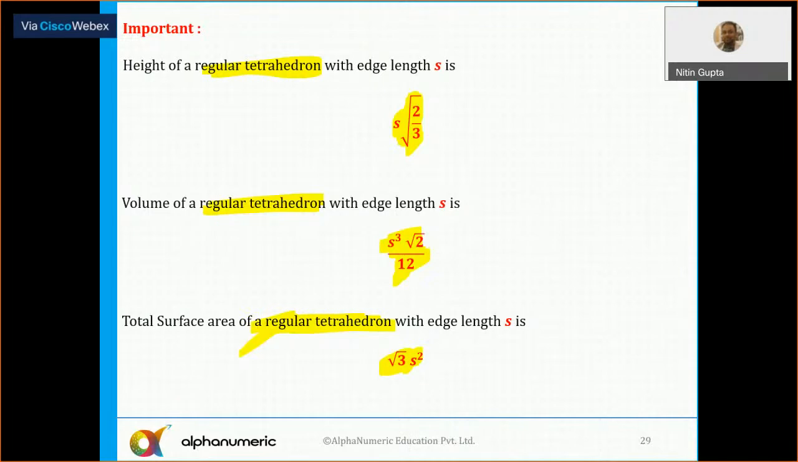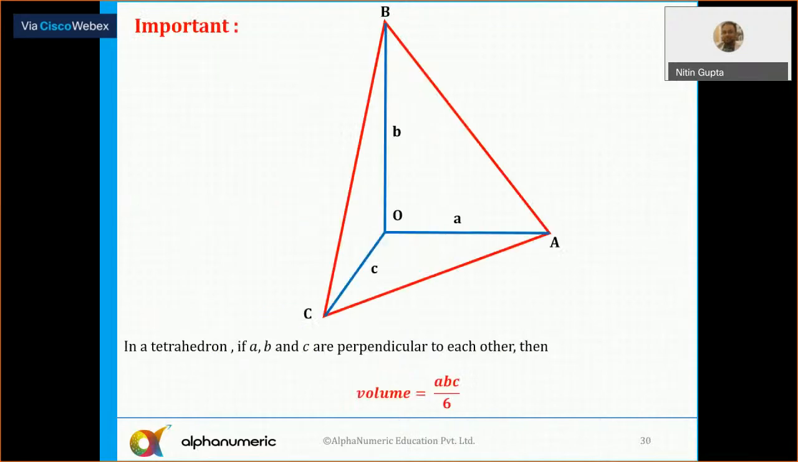Okay, let's move to the next slide then. Again, if there is a tetrahedron in which three edges are at an angle of 90 degrees, in that case the volume of this tetrahedron is always equal to abc by 6. If they are perpendicular to each other, then this is the formula which we can use here. Very important one.